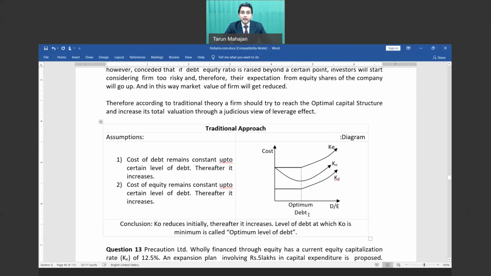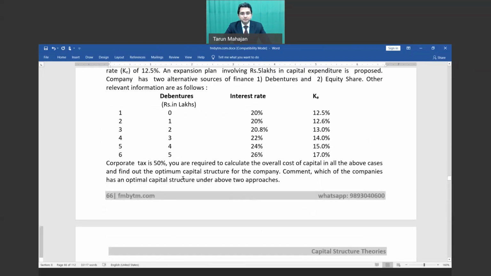Moral of the story, NI says borrow as much as you can. NOI says doesn't matter. Traditional approach says borrow up to optimum level of your debt capacity. Lower debt means higher cost. Higher debt also means higher cost. So what type of question do they ask? They will give you 5-6 capital structures, and they'll ask you to calculate weighted average cost of capital for all capital structures and choose the capital structure where weighted average cost of capital is minimum.